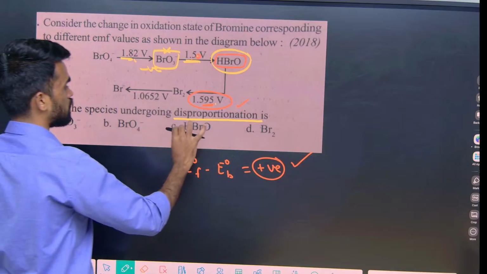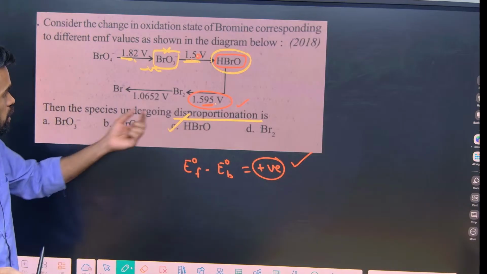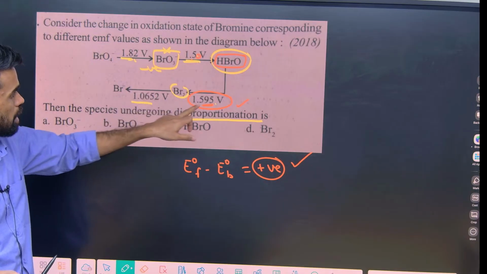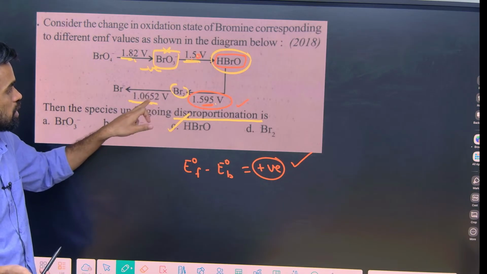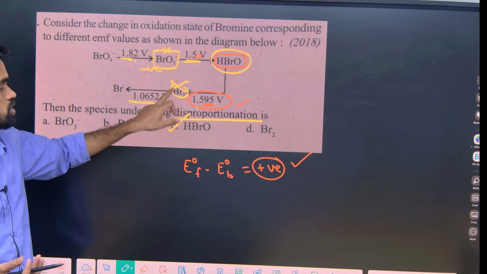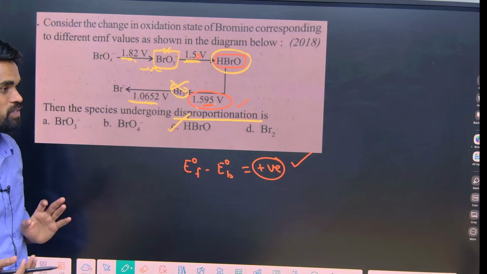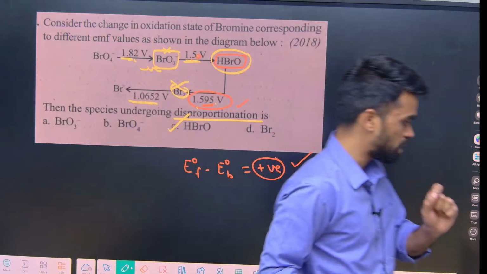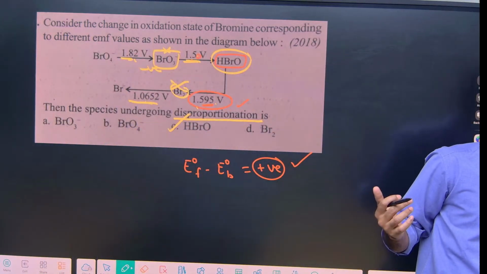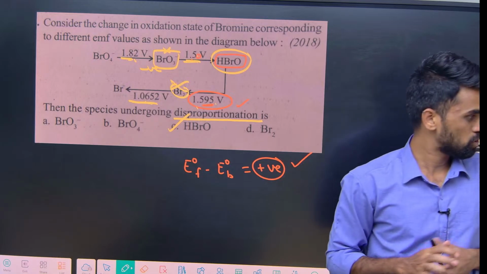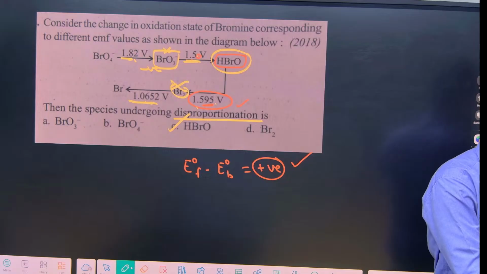It means option C is perfectly correct, and you can verify for Br2 also. Front minus back: the front value is smaller, and smaller minus bigger is definitely negative. So this won't undergo disproportionation. Only option 3 is your perfect answer for this discussion. Is this clear, guys? This is one very simple trick to identify a disproportionation reaction in a series of reactions for a particular substance. Let's move forward.